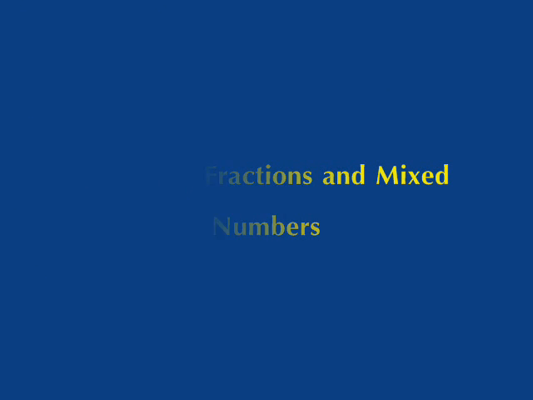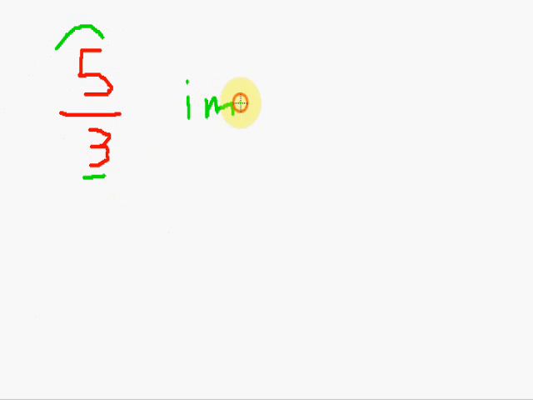We're now going to look at improper fractions and mixed numbers. And as I said before, let's look here at an improper fraction. We have 5 over 3. Again, this fraction is top heavy, or the numerator is larger than the denominator. Okay, as I said, this is called an improper fraction.